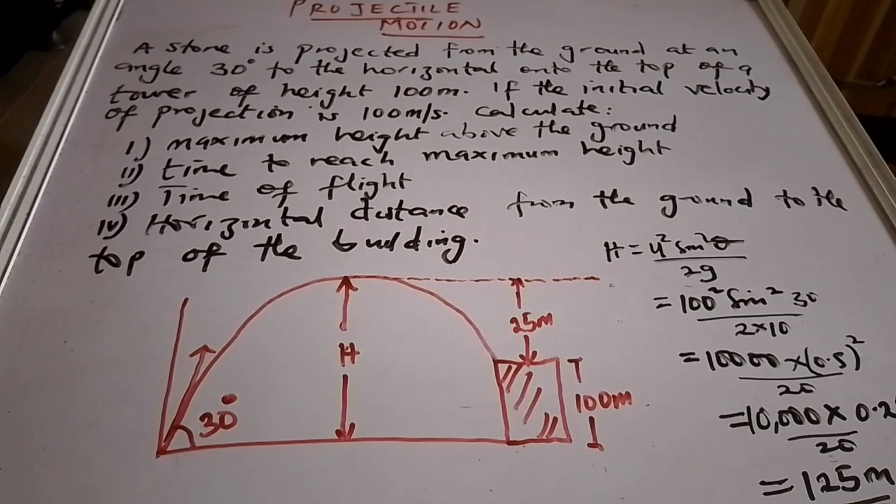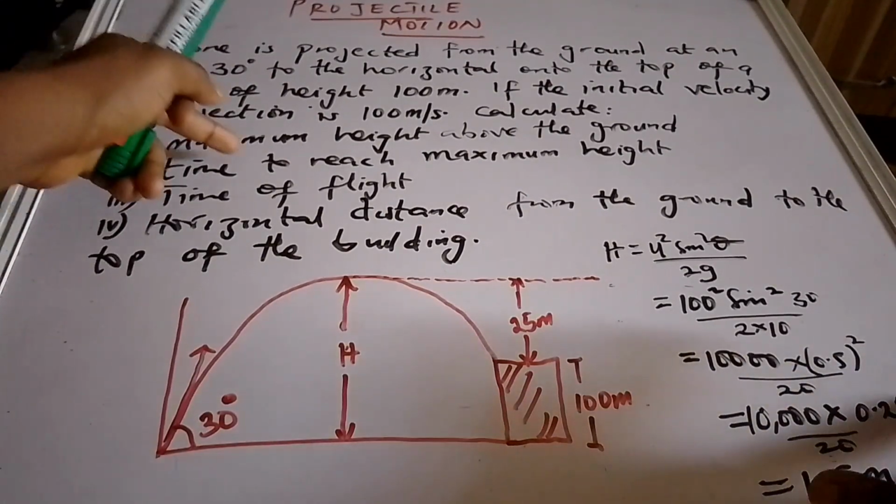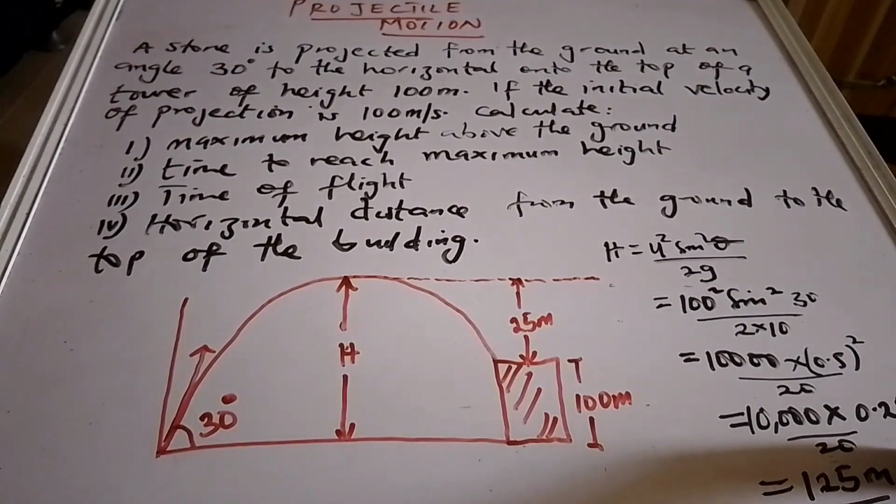So let's look at the next thing. The next thing is we want to look at the time. So you can copy this side so that I'll be able to clean this side and do the next one. So this is how we solve number 1 to find the maximum height.